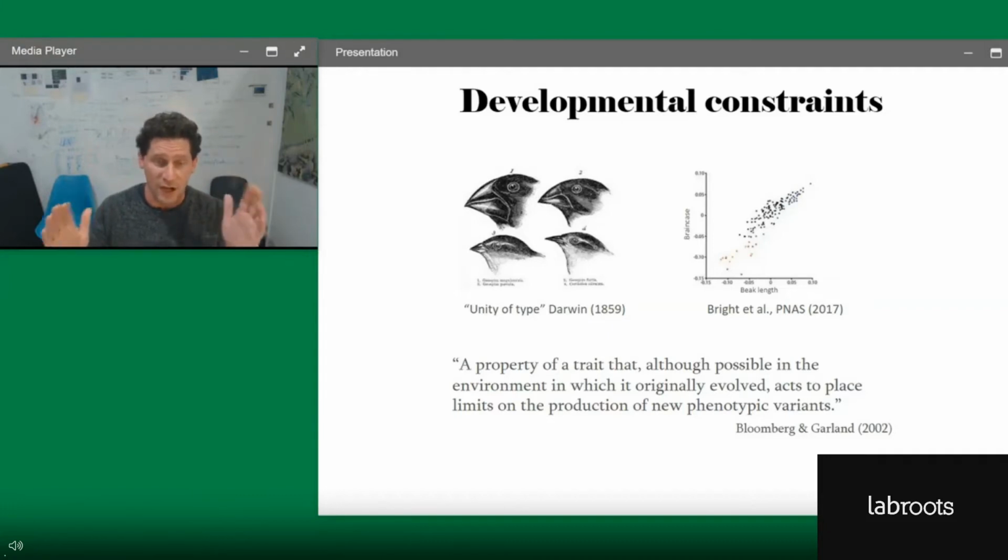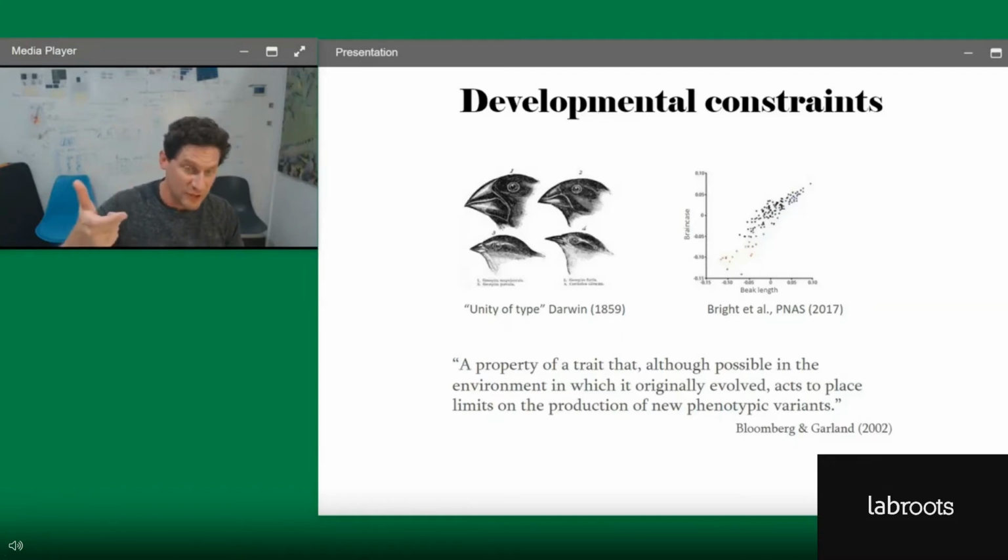So this is a very old concept, and I'm going to read you this quote because this is very contentious in the field. People like to fight about these things, particularly evolutionary biologists. So one of the current definitions, and I'll punt this to them, but again, I love to discuss this, so please get in touch with me after if you'd like to further fight these different viewpoints, is that developmental constraints are a property of a trait that, although possible in the environment in which it originally evolved, acts to place limits on the production of new phenotypic variants.